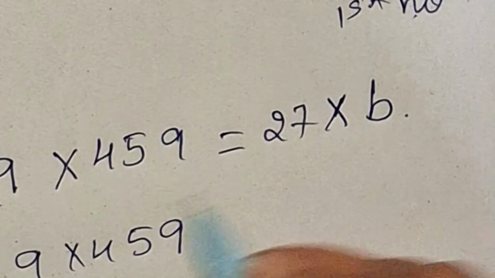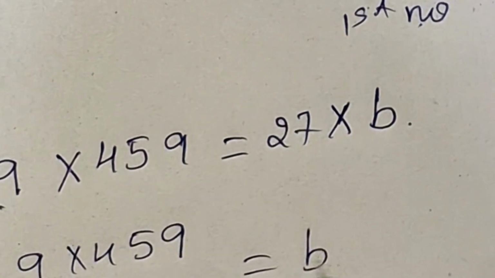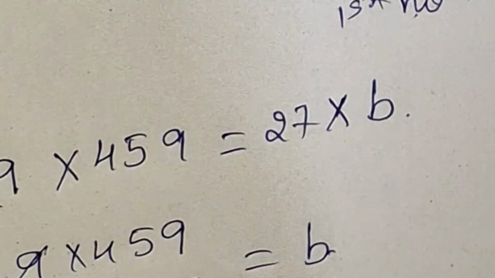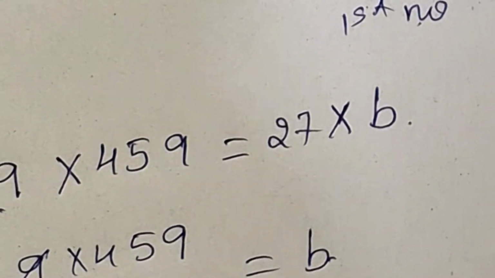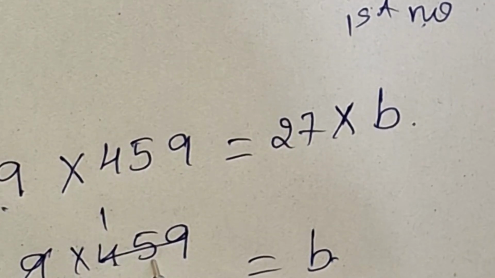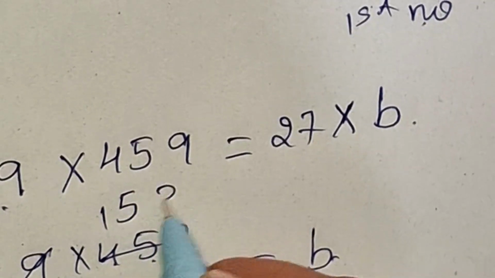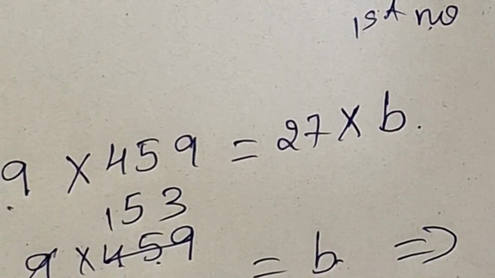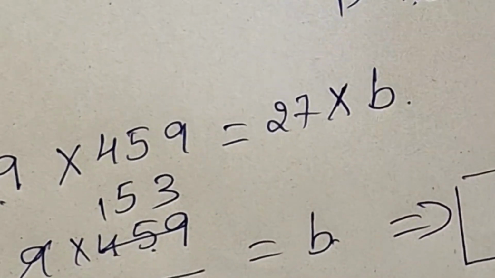We send 27 to the right hand side, so it goes to the denominator. Then we can divide. 9 ones are 9, 9 3s are 27. Then 3 ones are 3, 1 is remainder. We get 15. 3 5s are 15. Then 3 3s are 9. So what is the second number? The second number is 153. This is a very simple problem when we understand the formula.